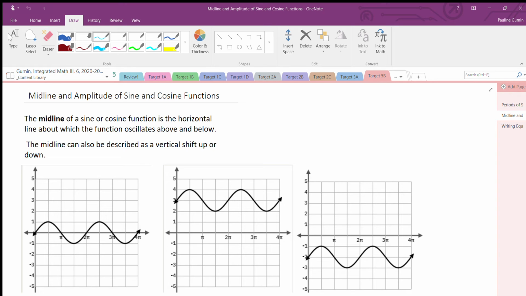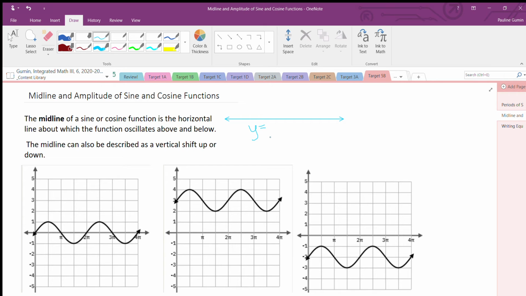Welcome to a little video about the midline and amplitude of sine and cosine functions. A midline is a horizontal line, so it looks like this, and it is going to be a y equals line. All of our horizontal lines are y equals. It actually helps us see from a graph if our function was moved up or down.